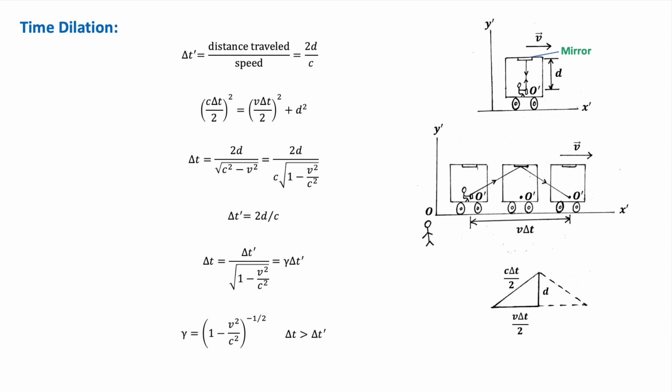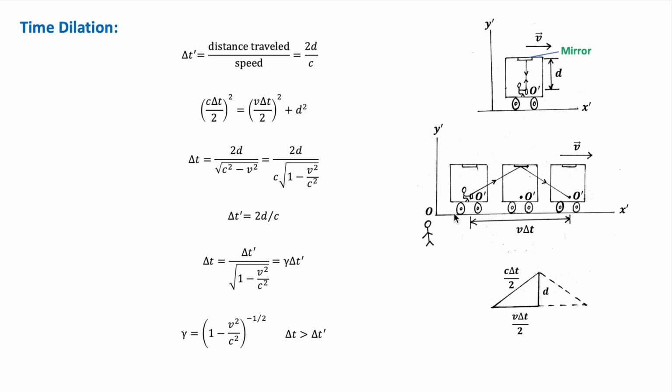Because the light pulse has a speed of c, the time it takes the pulse to travel from O' to the mirror and back to O' can be found from this relation. It's the distance traveled over speed, so it's equal to 2d over c. Now consider another observer, O, in a second frame who observes the same pair of events. According to this observer, both the mirror and the laser are moving to the right with a speed v. So by the time the light pulse from the laser reaches the mirror, it has already moved a distance of v delta t over 2.